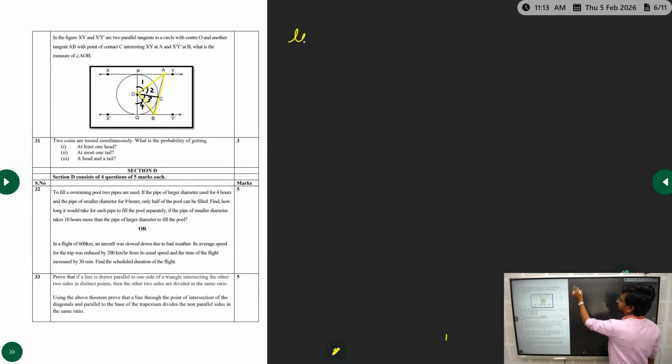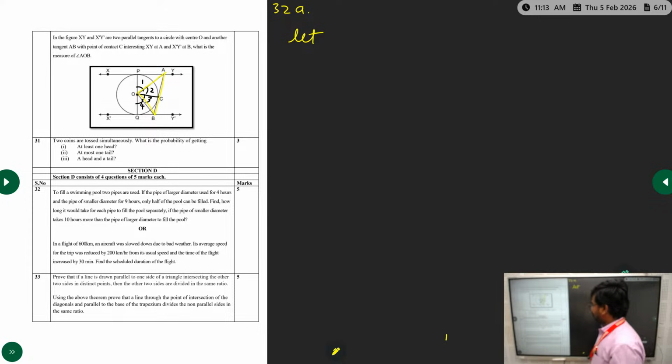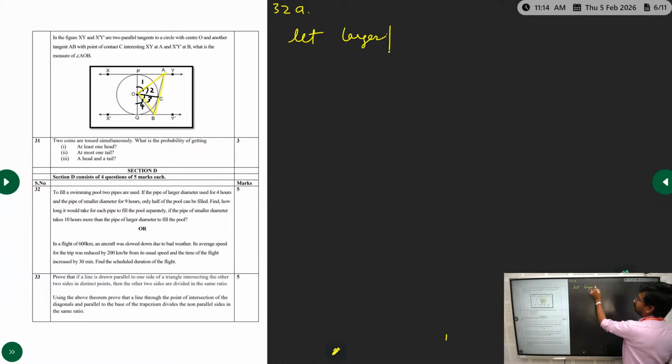Let the time taken by the larger pipe be x hours. The smaller pipe is taking how many hours? x plus 10 hours more. The smaller pipe is equal to x plus 10 hours.